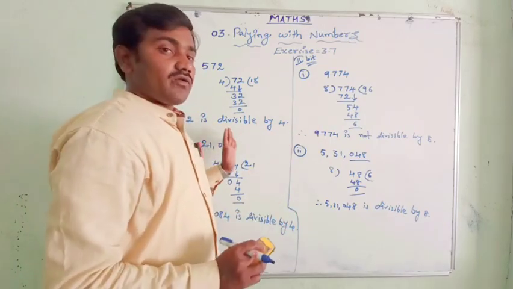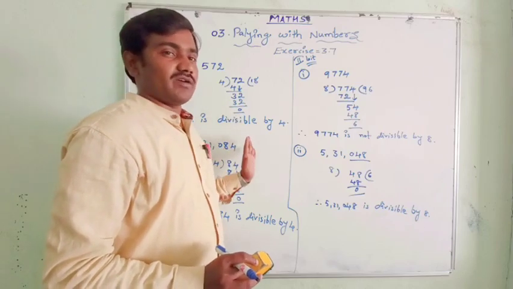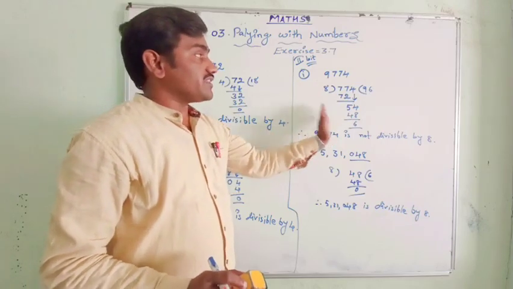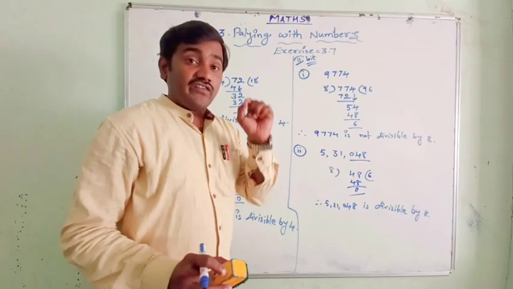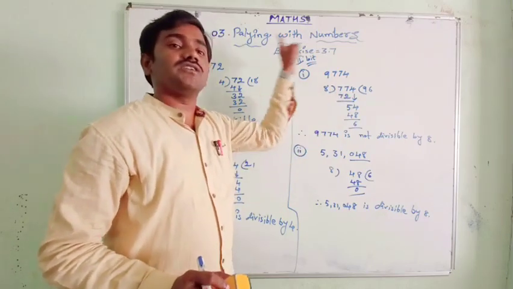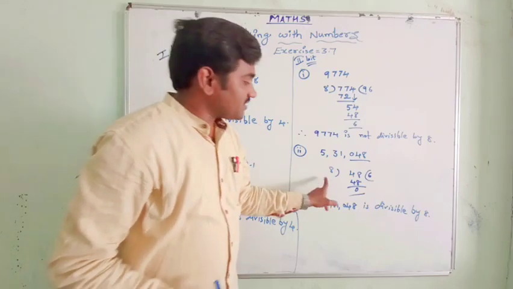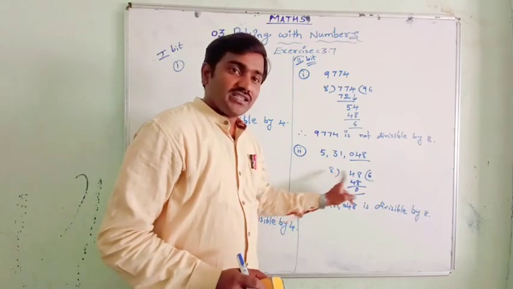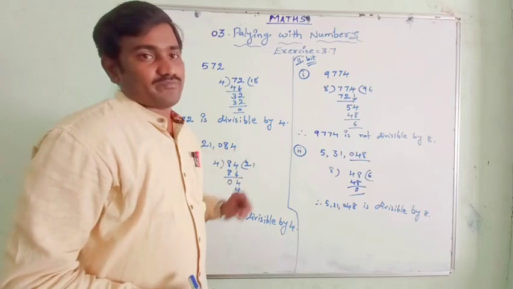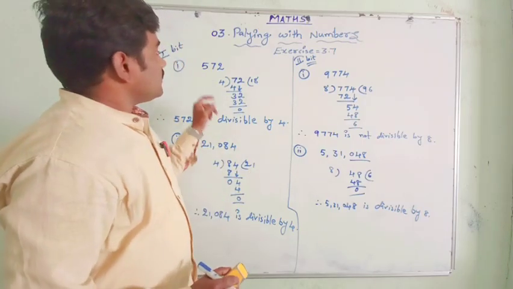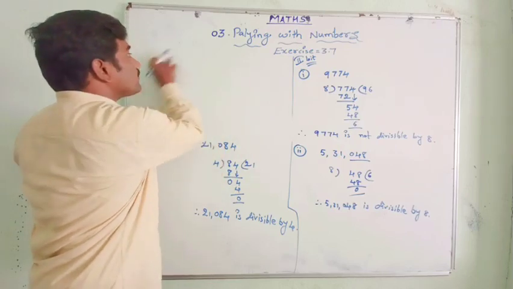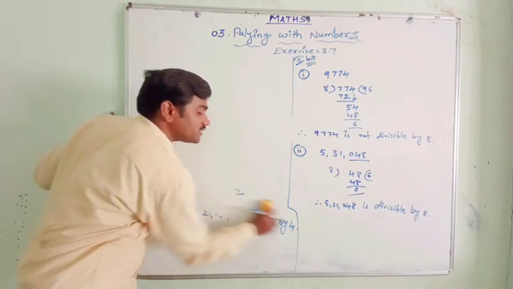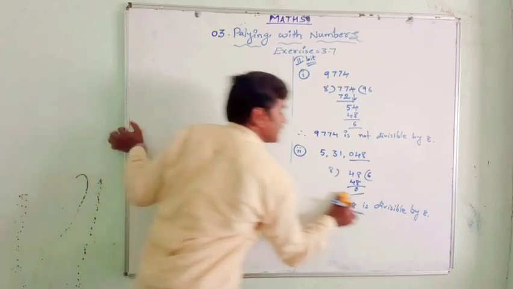If it is divisible by 4, the last 2 digits must be divisible by 4. If it is divisible by 8, the last 3 digits must be divisible by 8. And remember that if a number is divisible by 8, it is also divisible by 4. Suppose a number is divisible by 8; then you can check that this number is also divisible by 4. Now, there will be some more conditions. If a number is divisible by 4, it may be divisible by 8 or may not be divisible by 8.